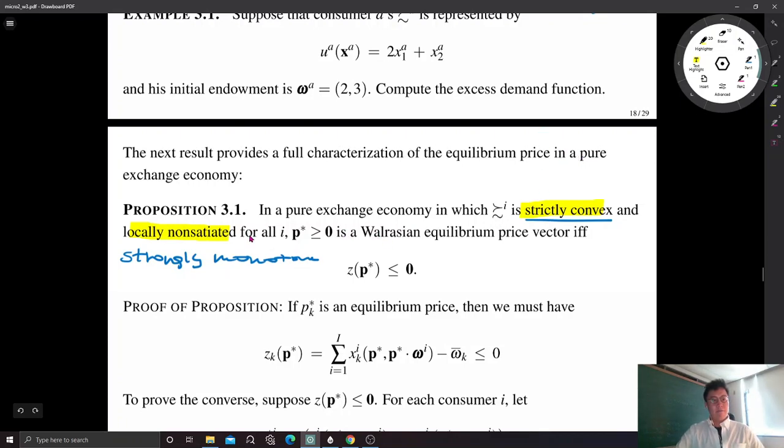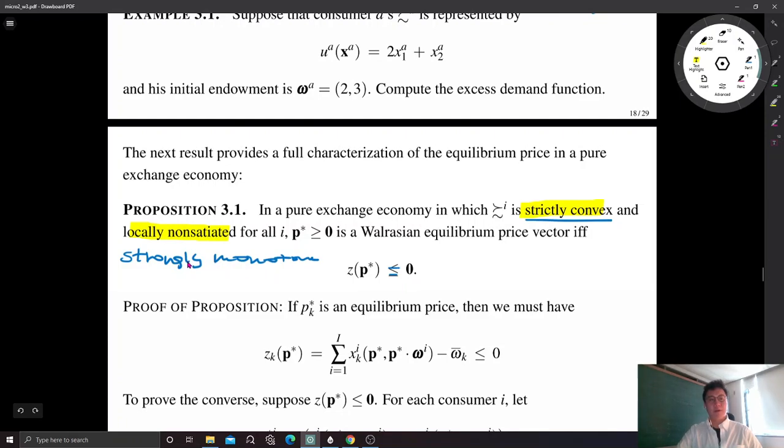So if we impose a stronger assumption than local non-satiation, strong monotonicity, then this equilibrium condition holds with equality. P star is a Walrasian equilibrium price vector if and only if the aggregate excess demand function is zero at that price vector. That is exactly the market clearing condition.